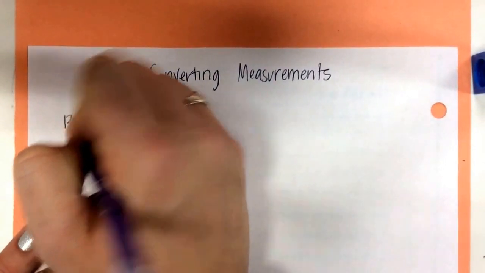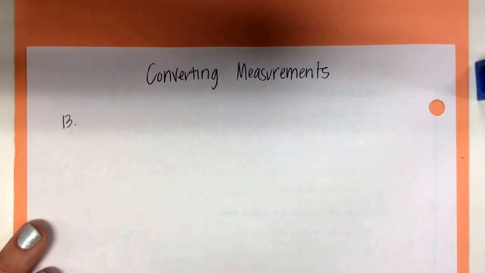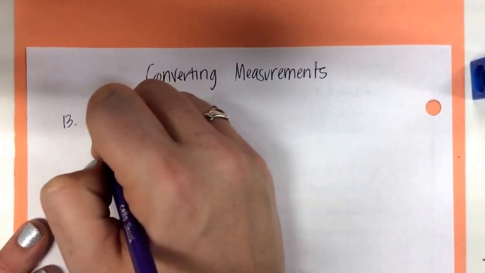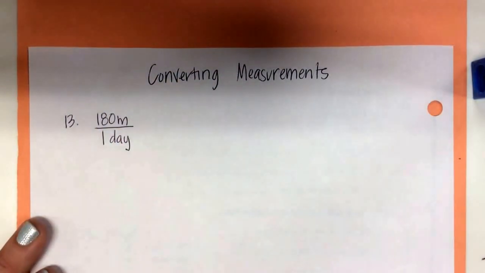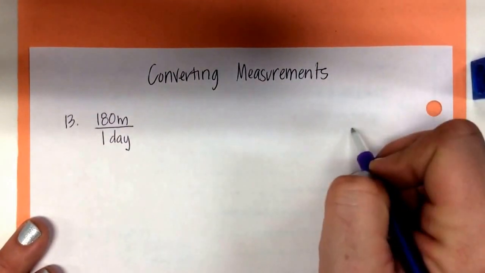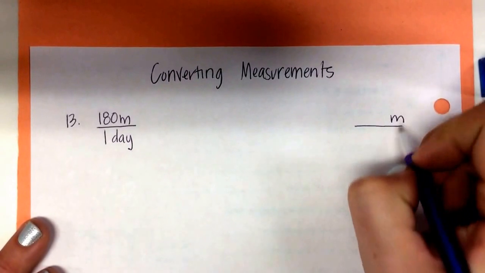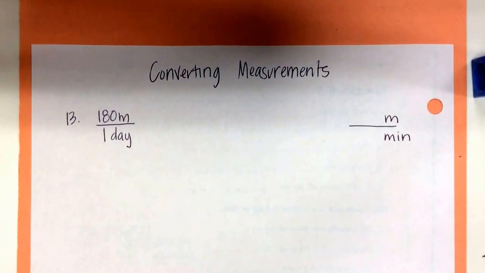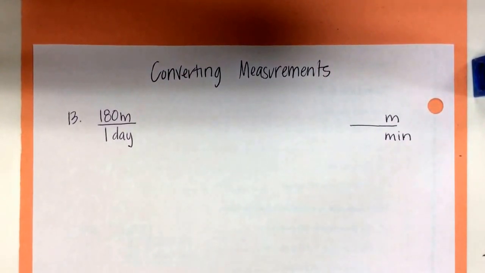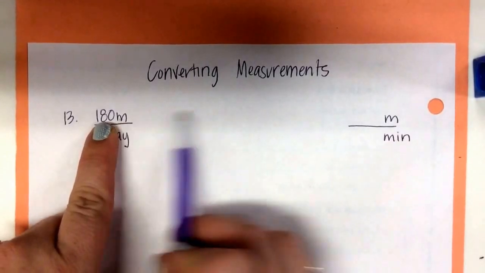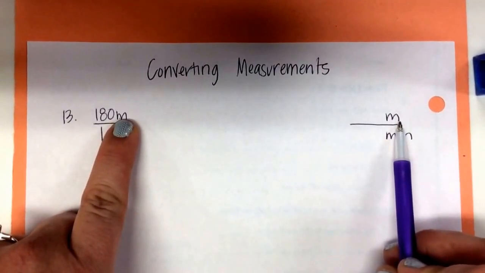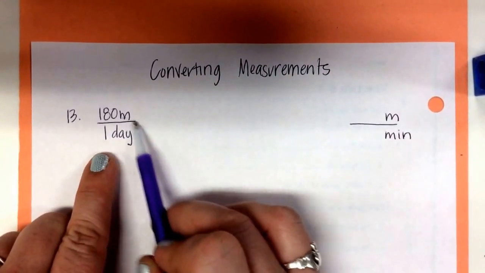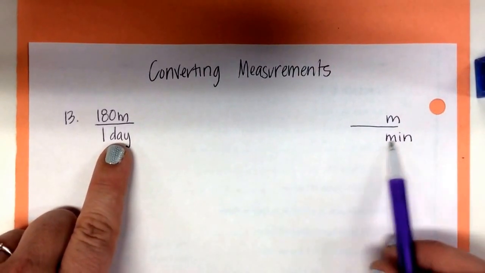So we're starting with number 13 on the front. And the fraction they give us is 80 meters in 1 day. And what I want to convert it to is meters per minute. So does my top label need to change? No, it's already the same. Does my bottom label need to change? Yes, I need to take days, and I need to turn 1 day into how many minutes?